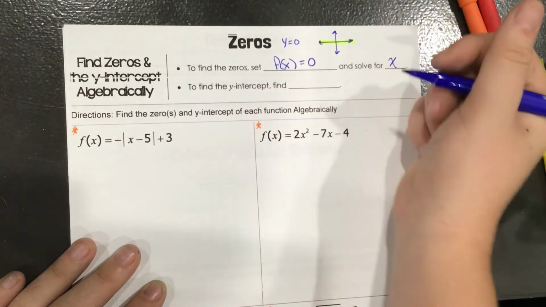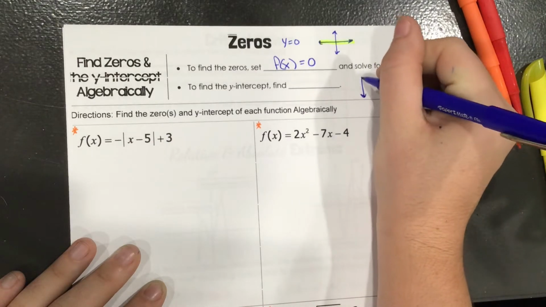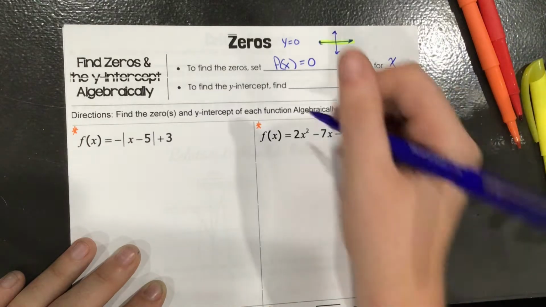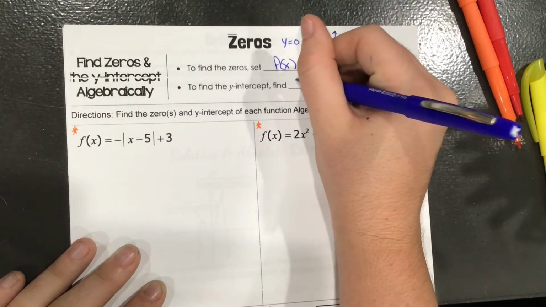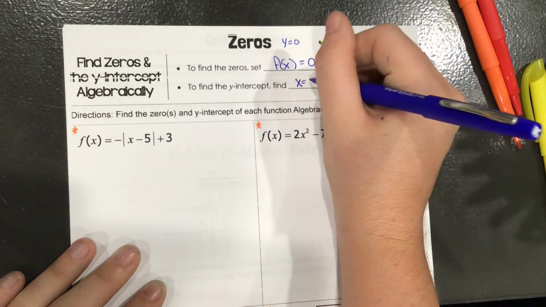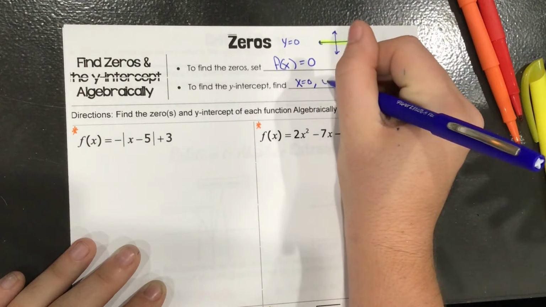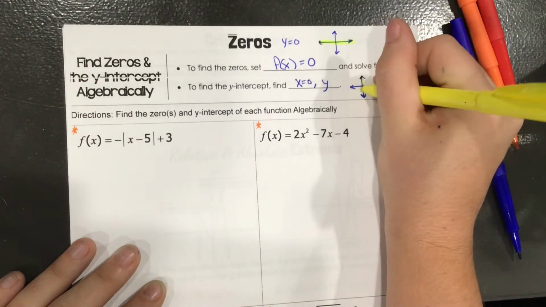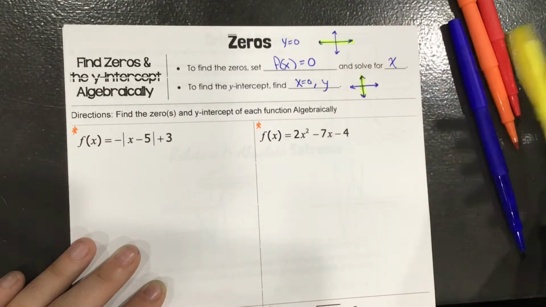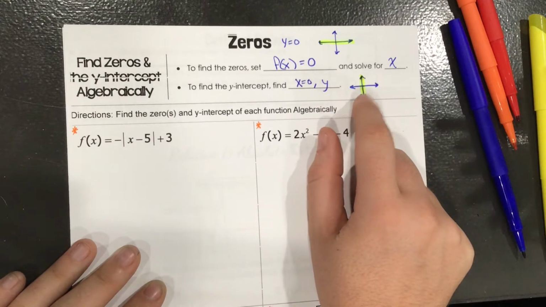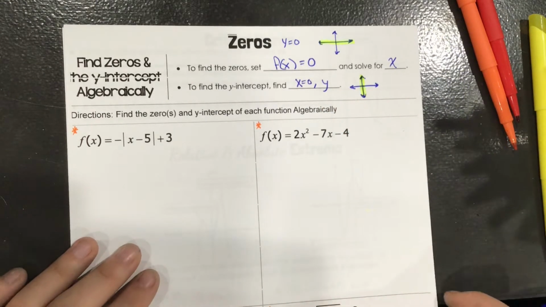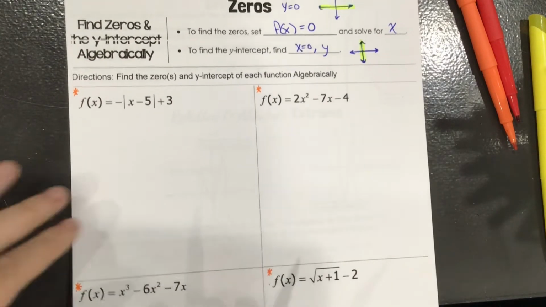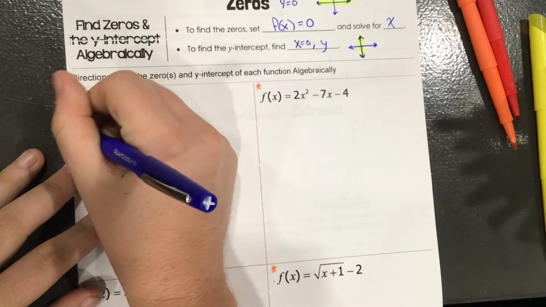So we're just going to use kind of the same idea, but we're saying, when x equals 0, we're going to find y. So x equals 0 everywhere on this line. If we plug in x equals 0, we can figure out where it passes through the y-axis. All right, let's get started. These are probably easier than you're thinking. So let's start with finding our zeros.